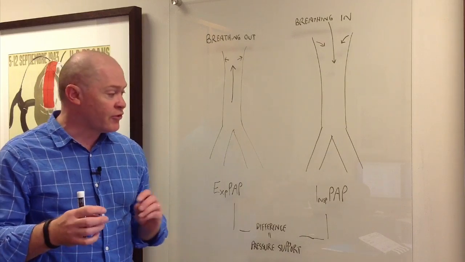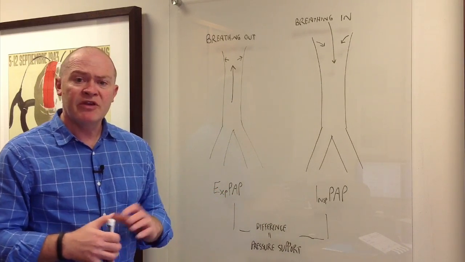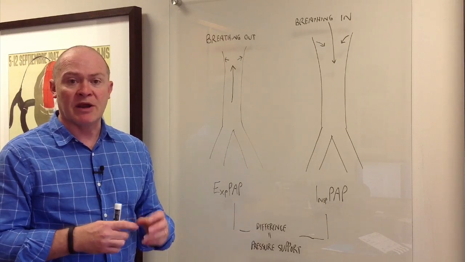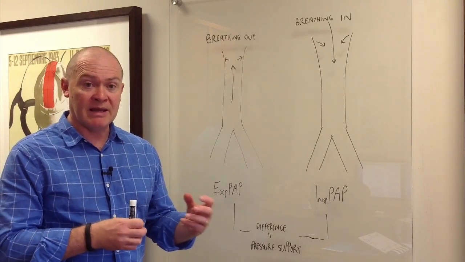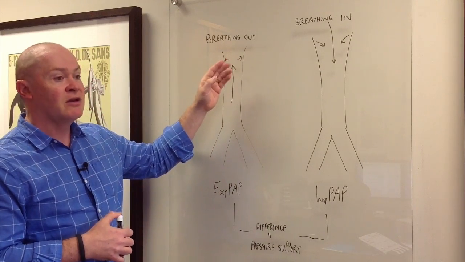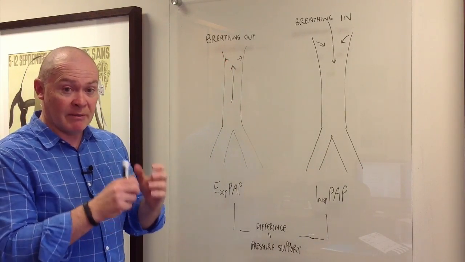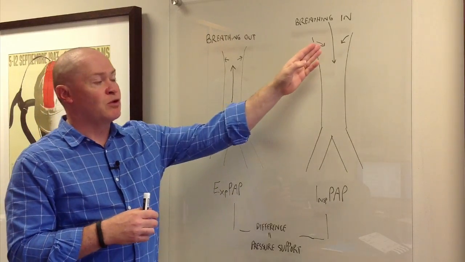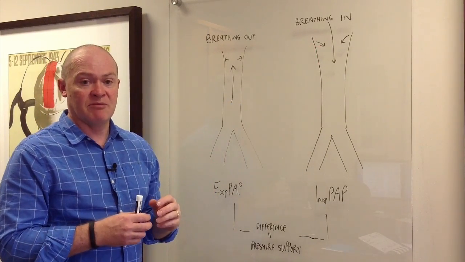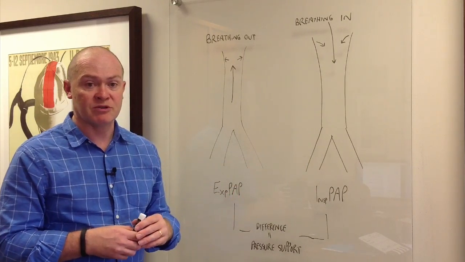So hopefully I've been able to give you an idea of the difference between EPAP and IPAP, but think of it about what's happening in the upper airway, and I think that allows you to get past some of the confusion with the different terms, and think of it as we breathe out, we still need some pressure to keep the airway open because people with sleep apnea have a narrow airway, but as we breathe in, we need a higher pressure to keep the airway open. And the difference between those two is what we call the pressure support.